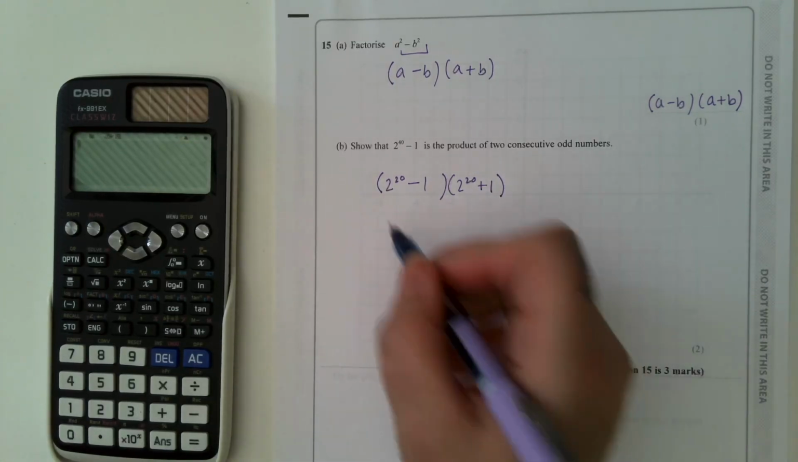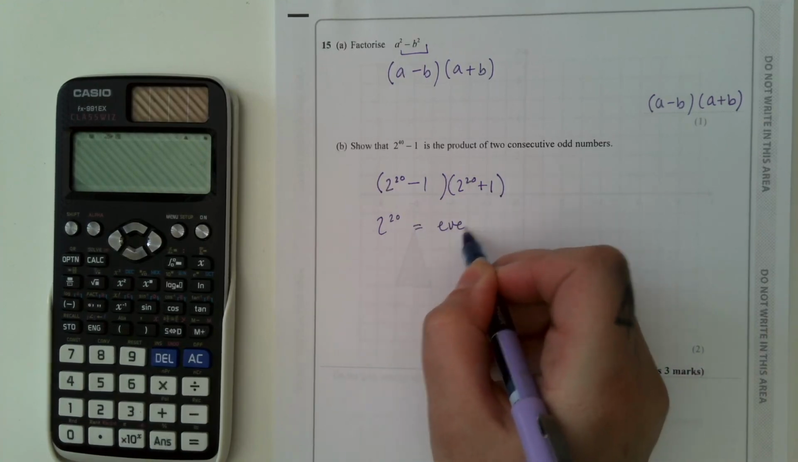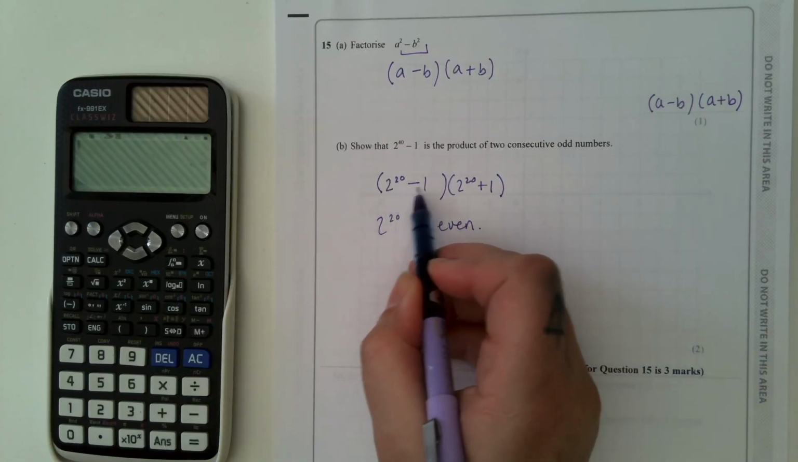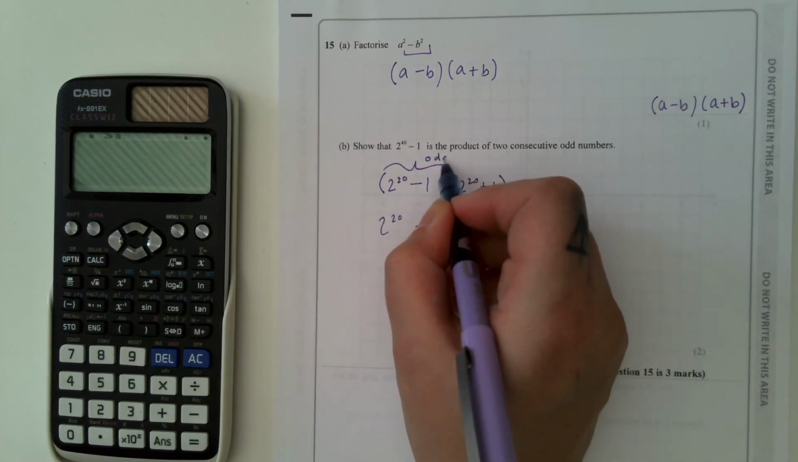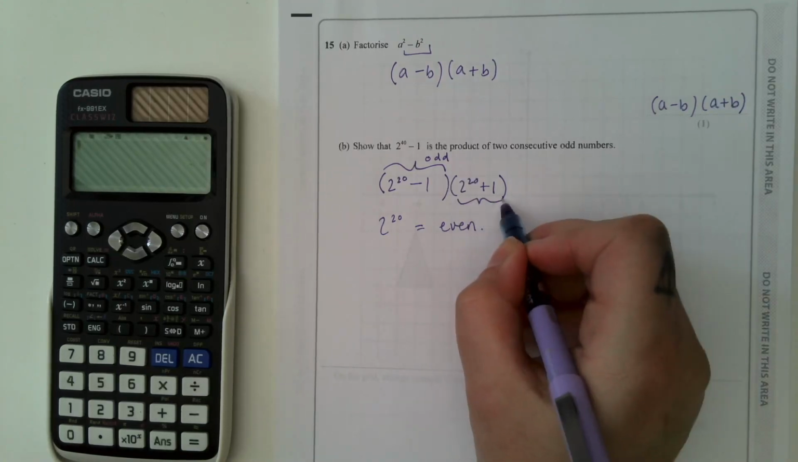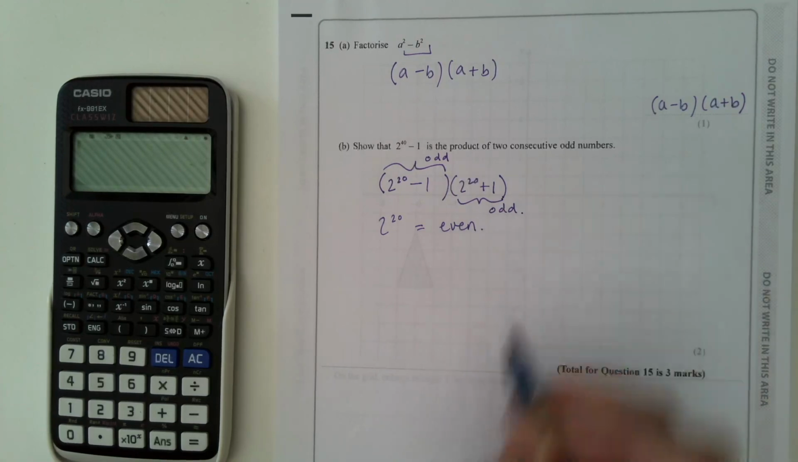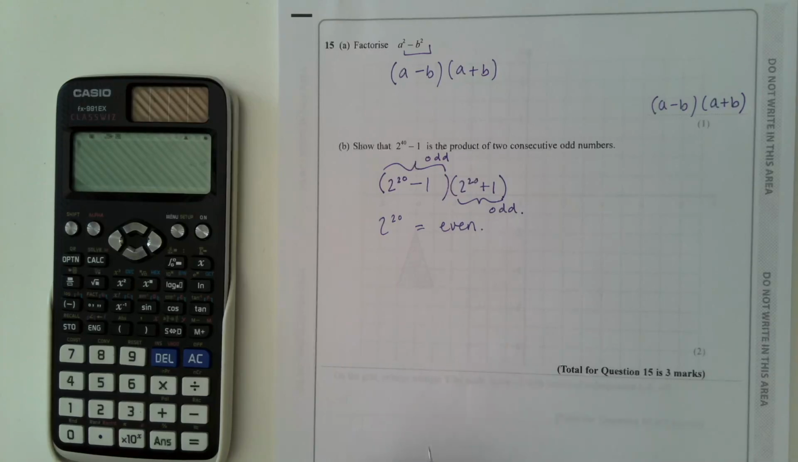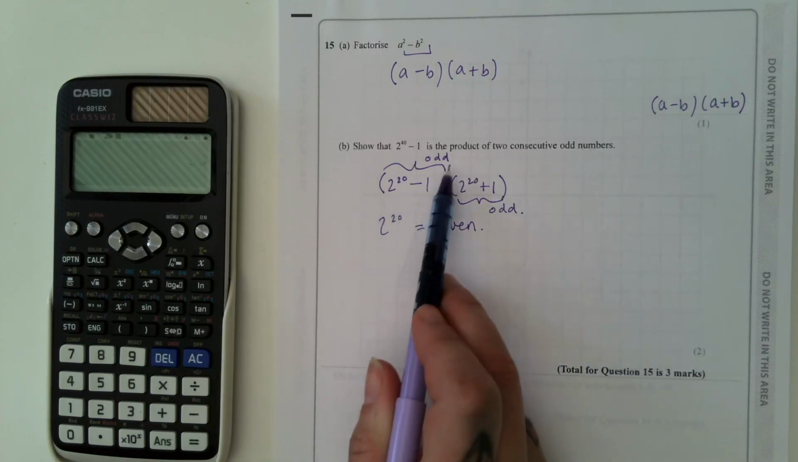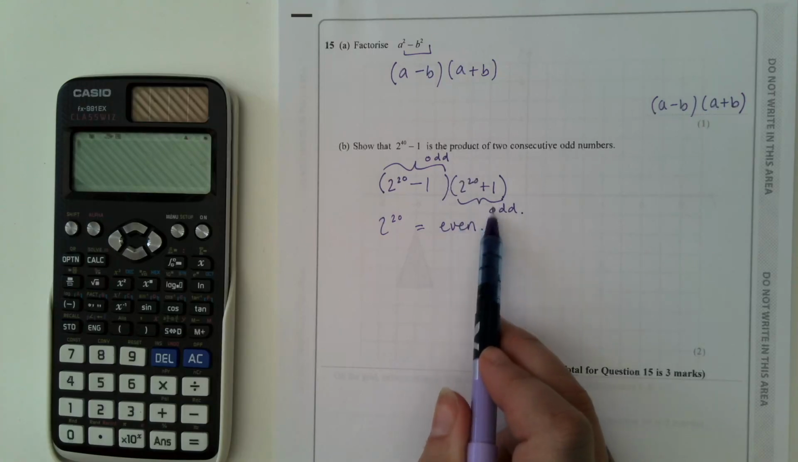Now what we can say is 2 to the power of 20 has got to be even, because it's a power of 2, and if we're multiplying by 2, we're going to get an even number. So 2 to the power of 20 subtract 1 must be odd, because the number before that even number would be odd. And then 2 to the power of 20 add 1 is also odd, because the next number on from that even number would be an odd number, because they alternate odd and even. Okay, so 2 to the power of 20 is even. So 2 to the power of 20 subtract 1 is odd, and 2 to the power of 20 add 1 is odd.